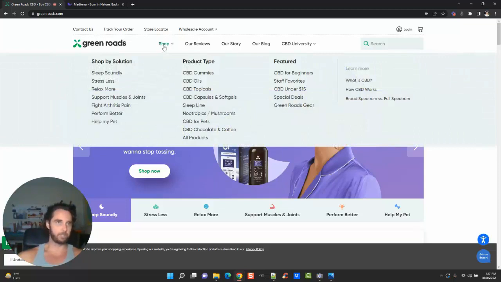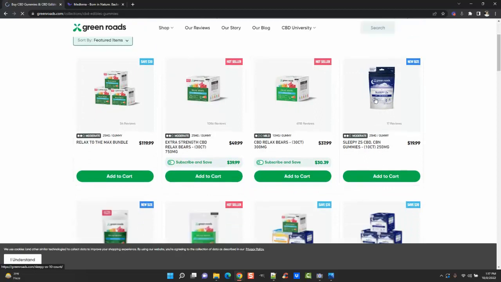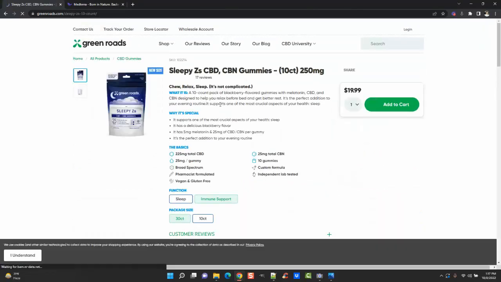And this would apply to any sort of product. This is not necessarily just CBD products. I'm just showing you the process here. So, more CBD gummies. Okay, let's take a look at these. Sleepy Z's.